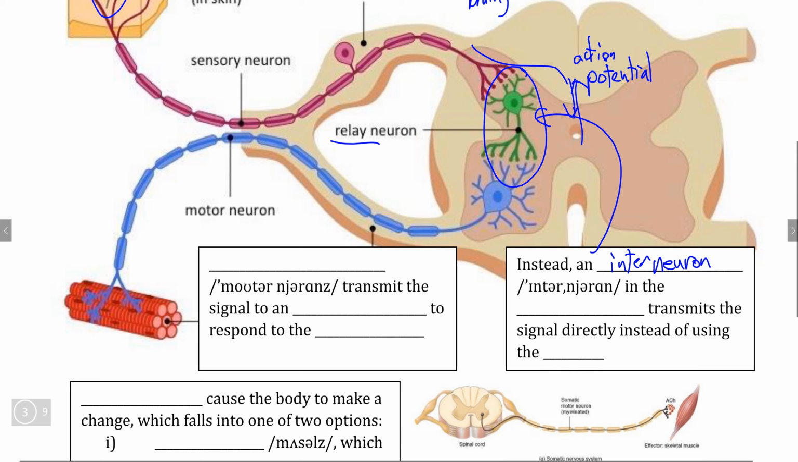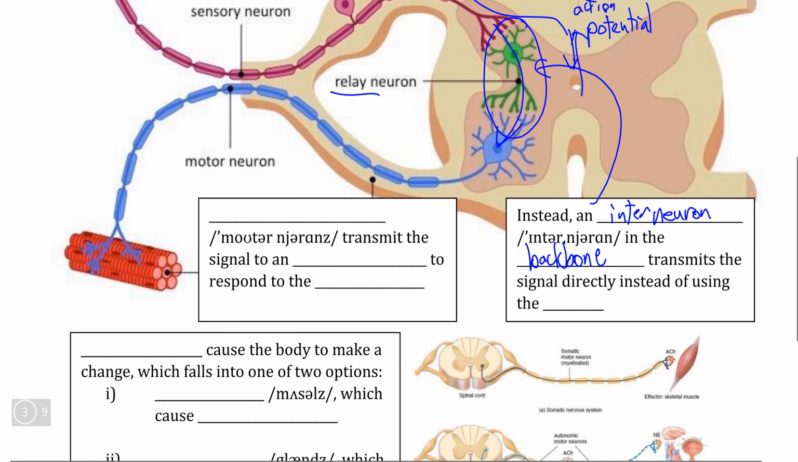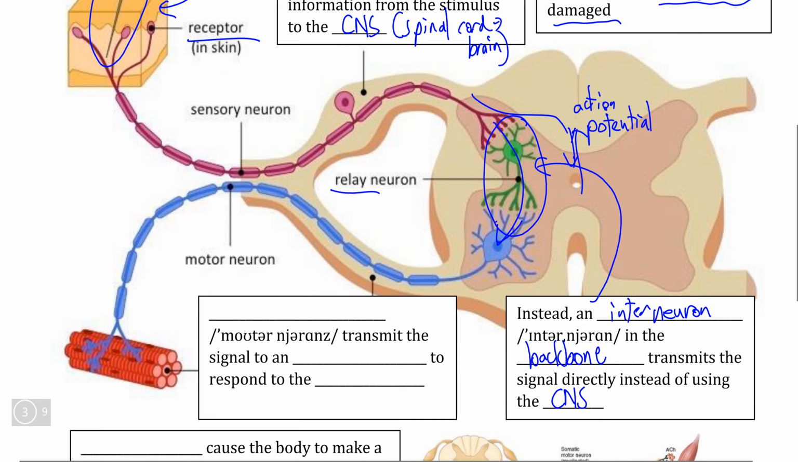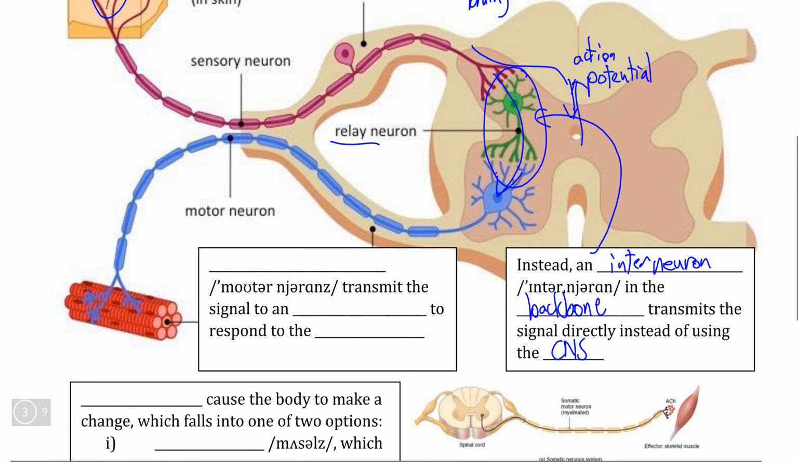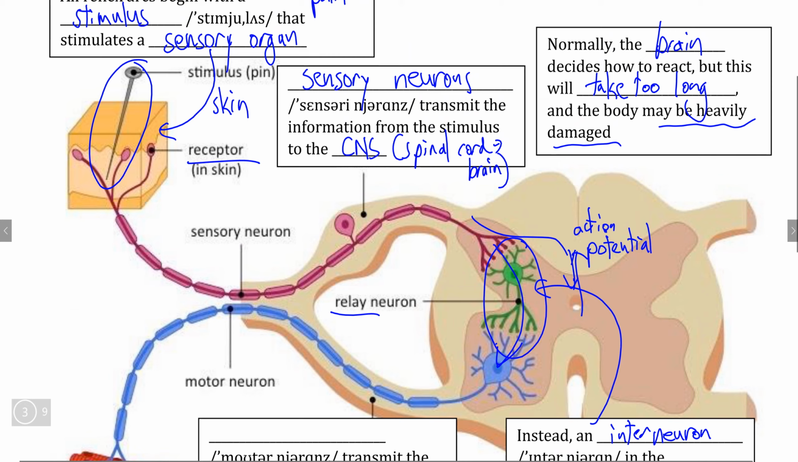So these interneurons, which are found again within the vertebrae, the individual bones of the backbone, receive the information from the sensory neuron, and recognizing that this is an extreme danger signal, transmit that information directly to the next neuron in the chain instead of using the central nervous system, meaning that this information bypasses the spinal cord and the brain entirely. Now, obviously, we need to do something about this pin being here.